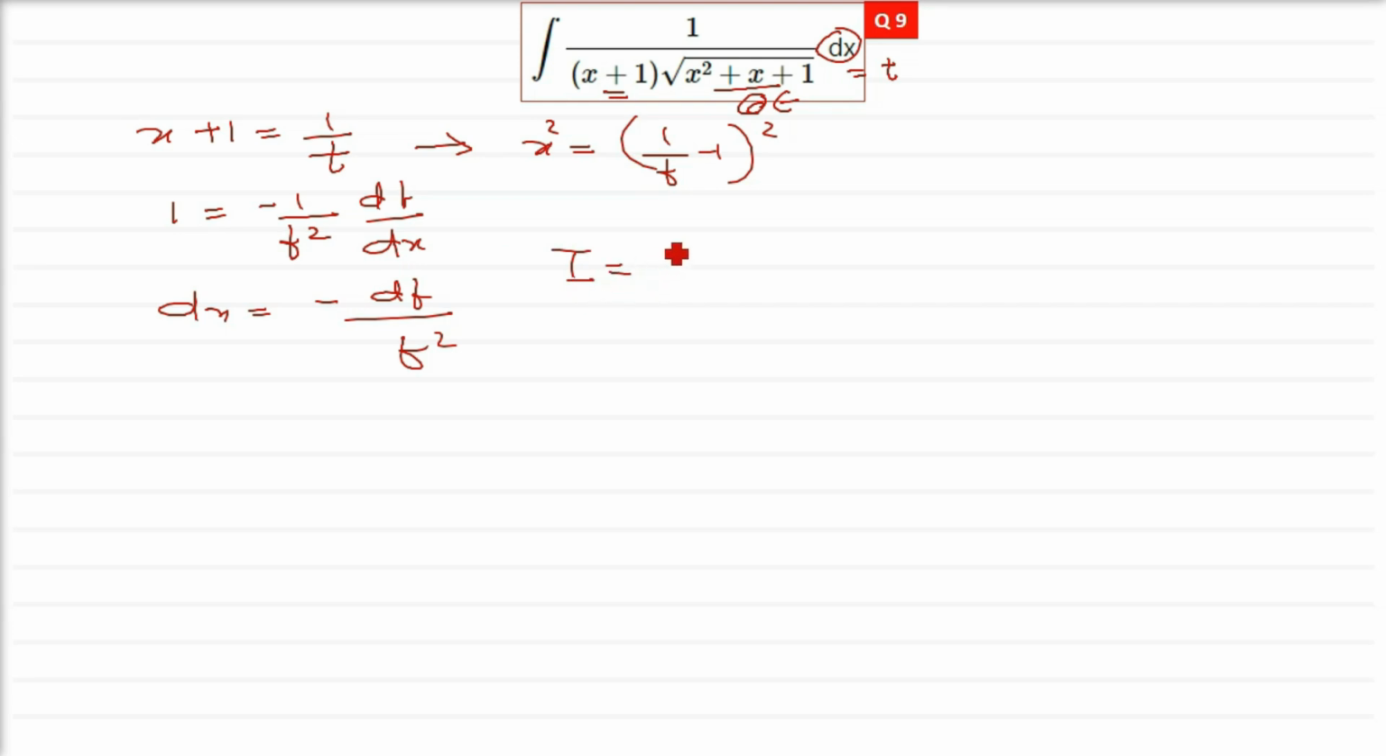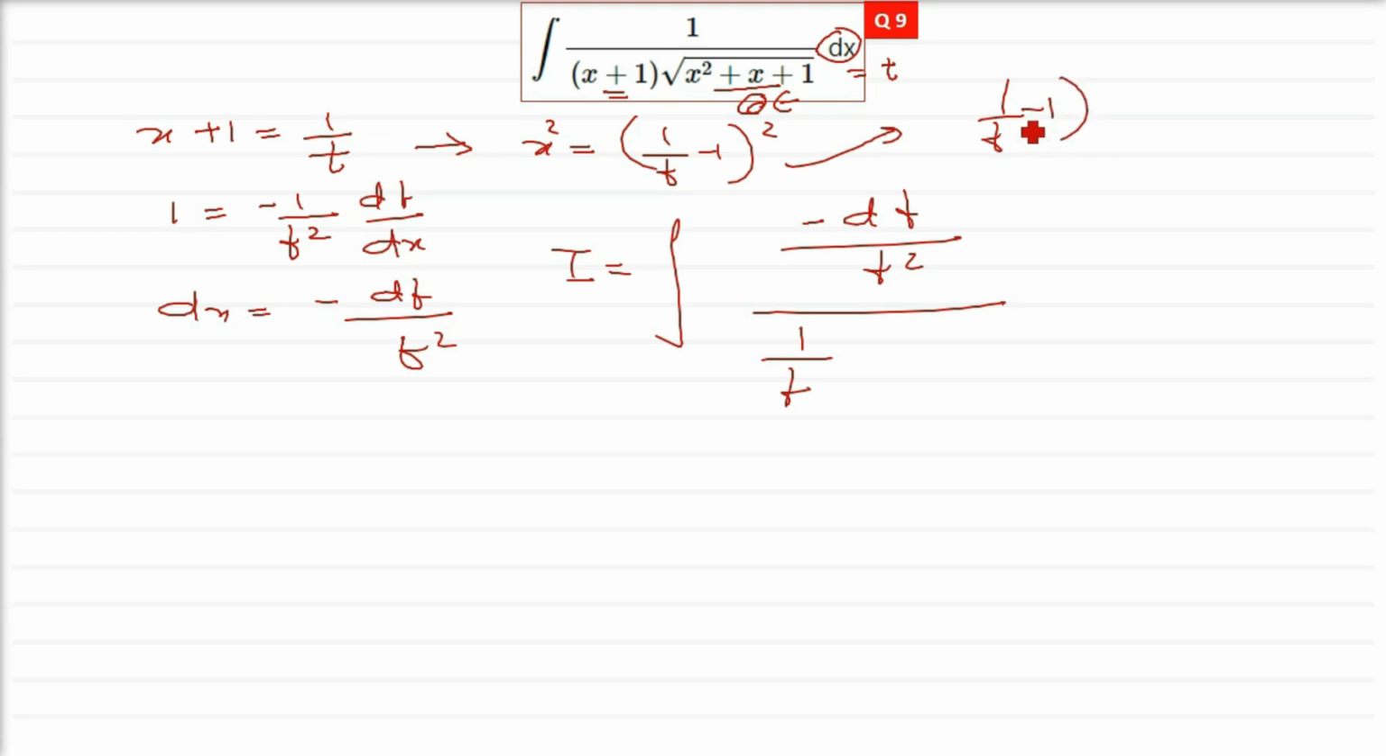So this integration will be like this. First thing, we got dx. We can write negative dt divided by t square. Then we have x plus 1. We can write it as 1 by t. Under root x square plus x plus 1. In place of x square, we can write 1 by t minus 1 whole square. And in place of x plus 1, we can write 1 by t.